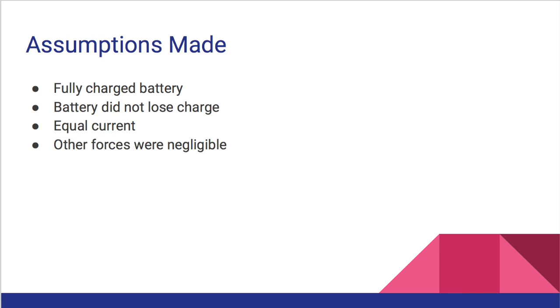We made a few different assumptions doing this lab. We assumed that we started with a fully charged battery and that it did not lose any charge throughout the course of the experiment. We also assumed that anywhere on the wire there was an equal amount of current. And lastly, we assumed that all other forces, such as gravity and air resistance, were negligible.